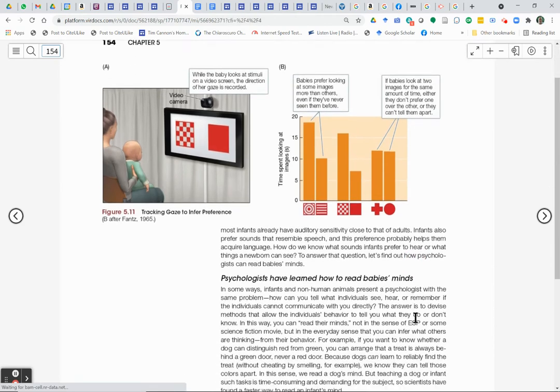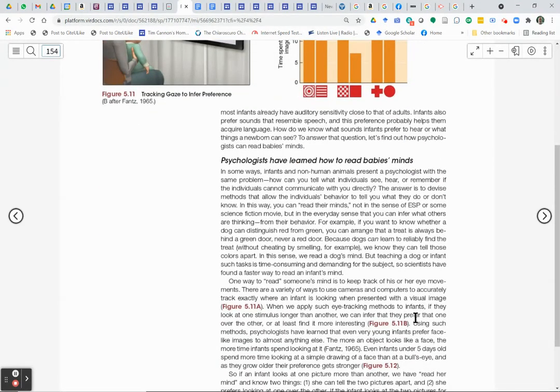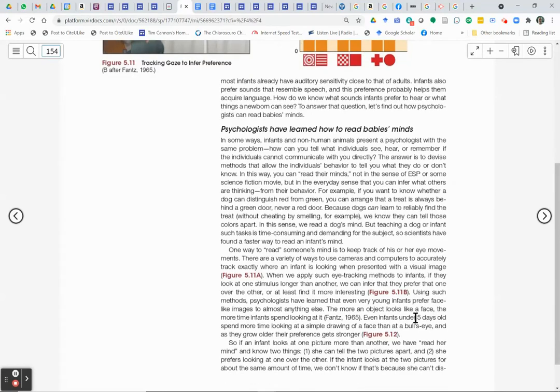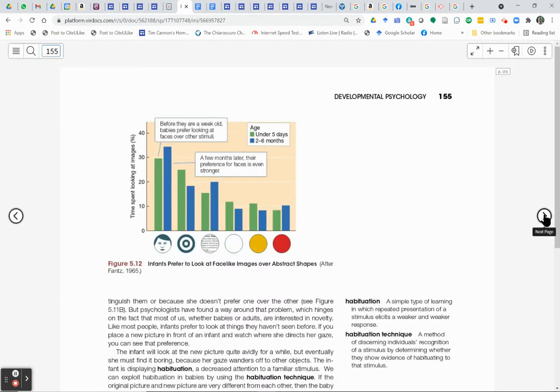And very clever. Ithaca College had a very nice developmental psychology lab. I was jealous.